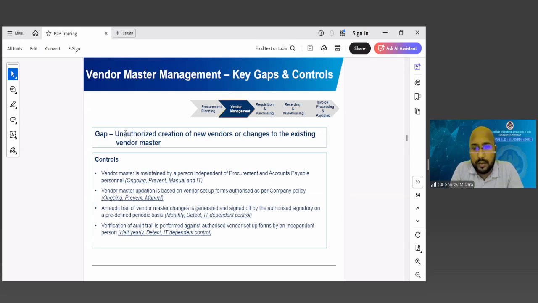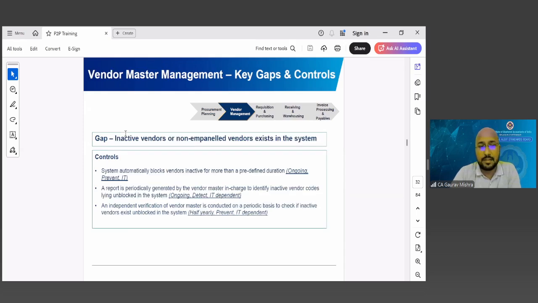New vendor: how to create the new vendor in the system? We need to check whether the proper documentation has been obtained or not. Whether the validation process is well in place or not. Whether, before creating a new vendor, there is a process to check if there is any duplicate vendor or not. In case of MSME vendors, whether the proper declaration has been taken along with the Udyam certificate or not. These are a few of the risks.